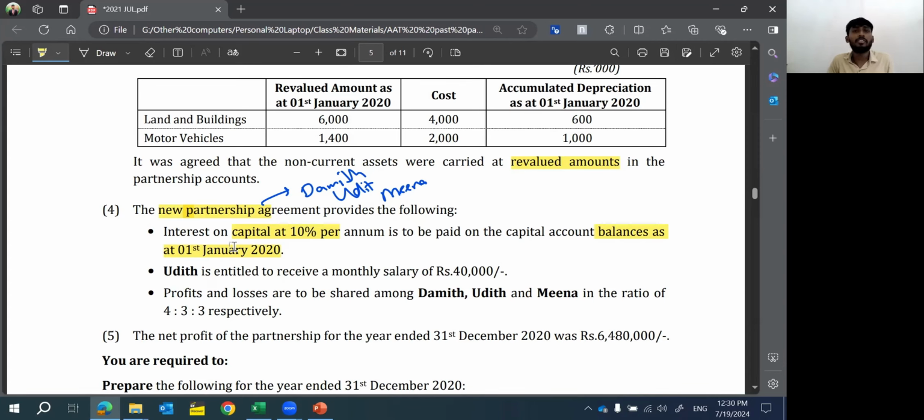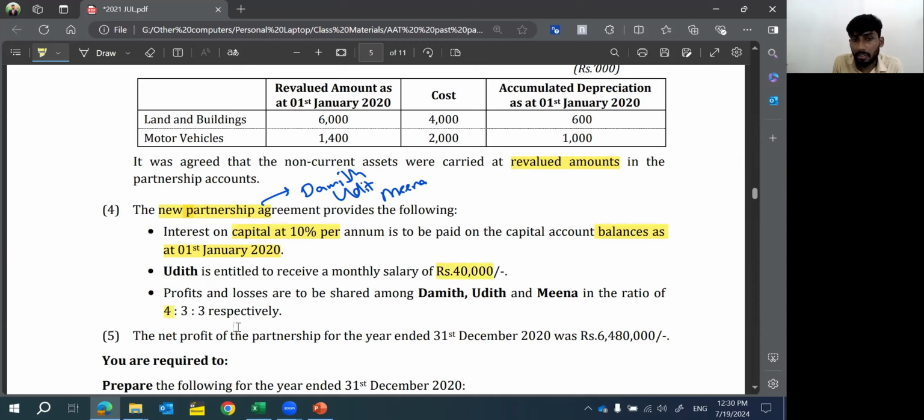Keep that in your mind. The reason for that is the capital amount invested in that business will be the net amount after those adjustments. Because when we do that adjustment, the capital structure will change. No more is that the amount invested by that person. So that amount needs to be considered, my dears. Udit is entitled to receive a monthly salary.